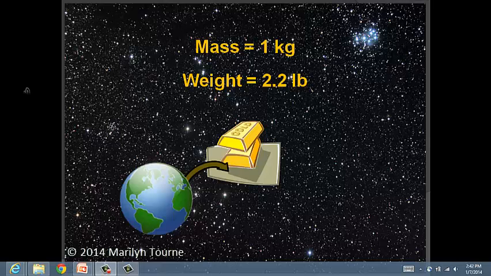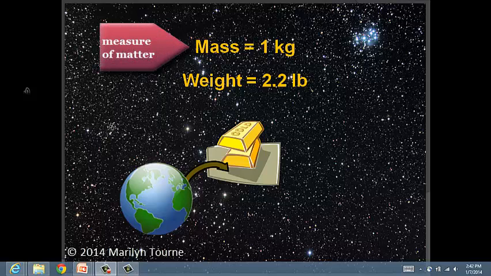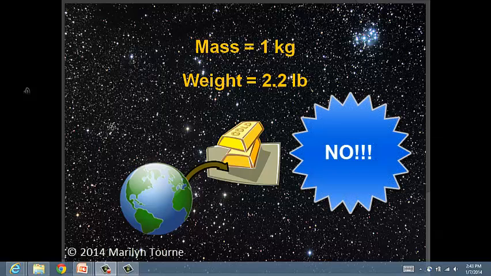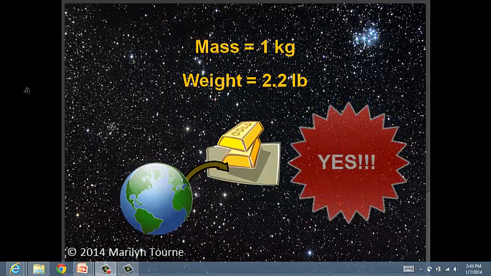Section 1.7 also goes over certain terms like mass and weight. You need to know the differences between these two terms and be able to explain them. A good way to find out whether you understand it is ask yourself, do these gold bars weigh the same on Earth as they do in outer space? Do these gold bars have the same mass on Earth as they do in outer space?